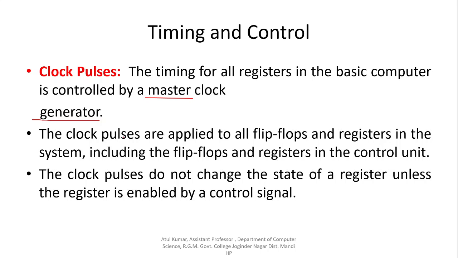So clock pulses are applied to all flip-flops and registers in the system, including the flip-flops and the registers in the control unit. The clock pulses do not change the state of the register unless the register is enabled by the control signal. So firstly, there is a control signal generated by the control unit, and after generating the control signal, the clock pulse changes the state of the register.